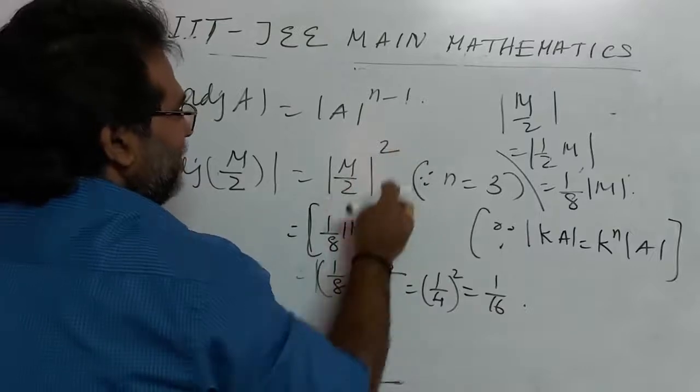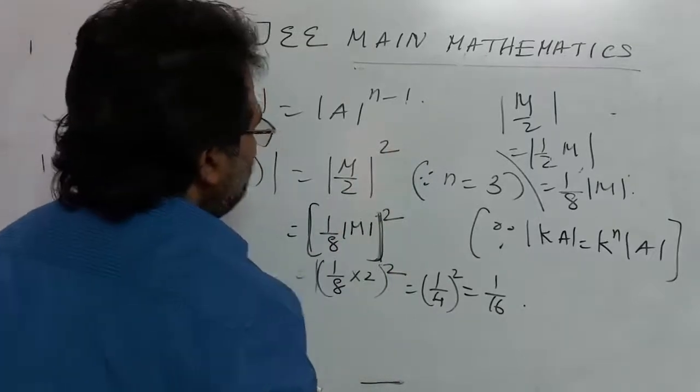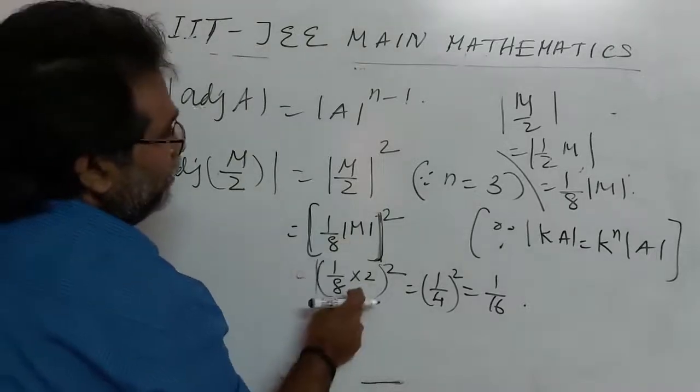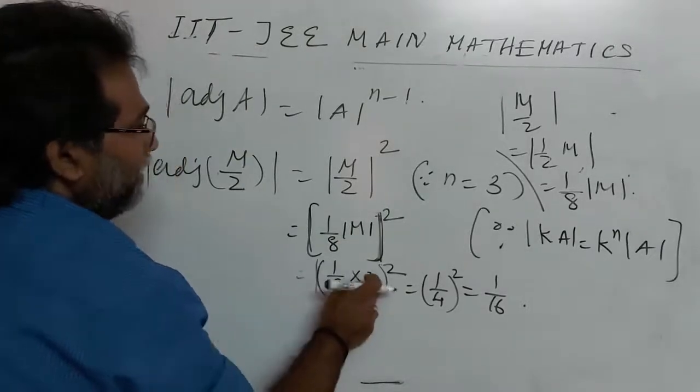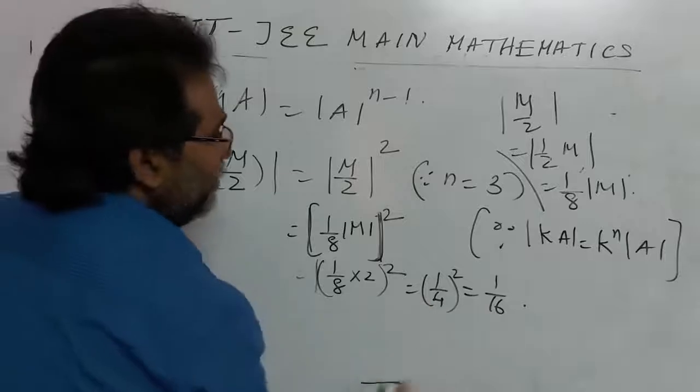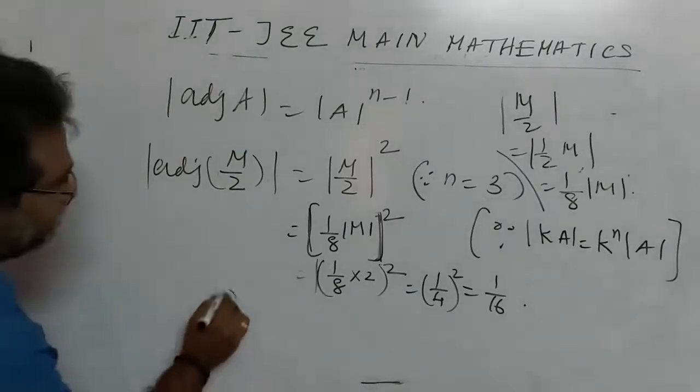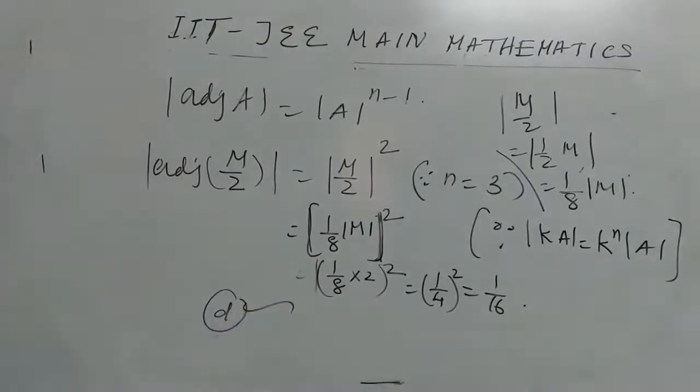Here we apply the whole squared. Then this is equal to 2. You cancel, 1 by 4 squared, 1 by 16. So option D is correct. Next one.